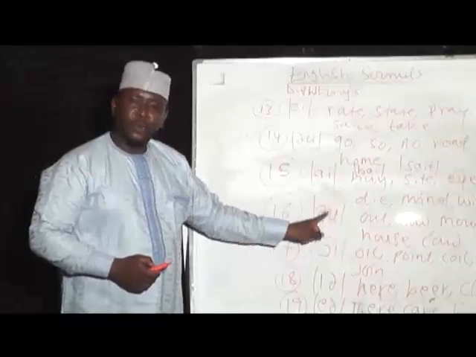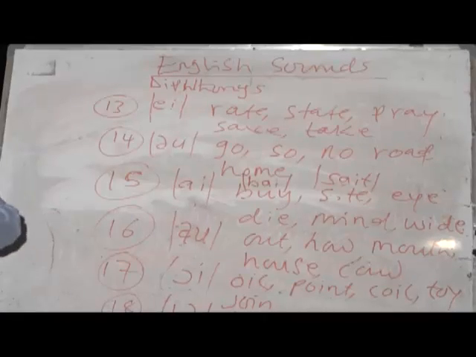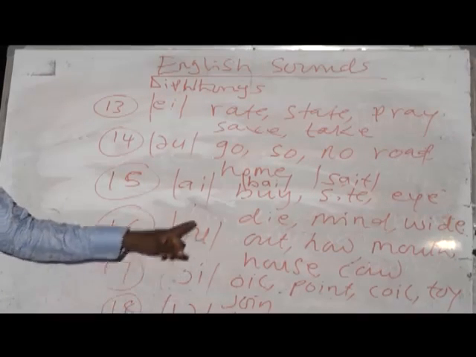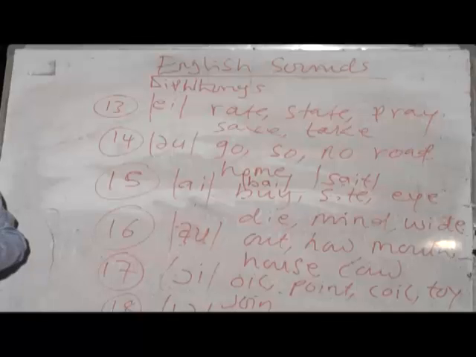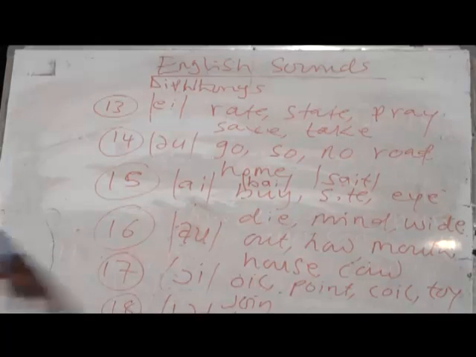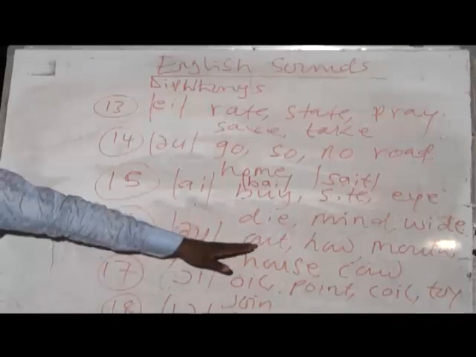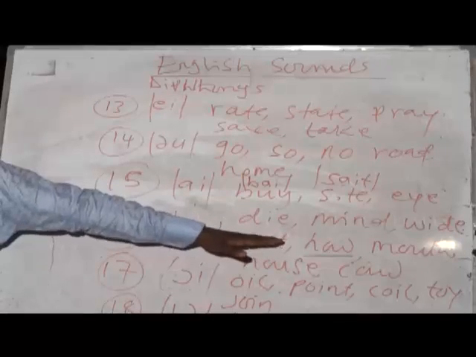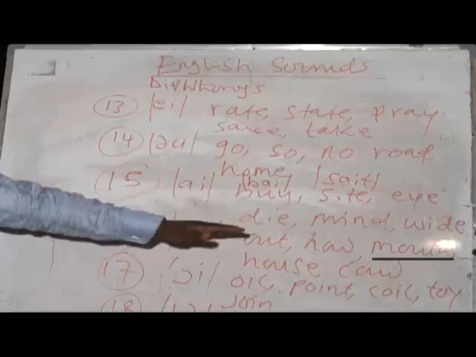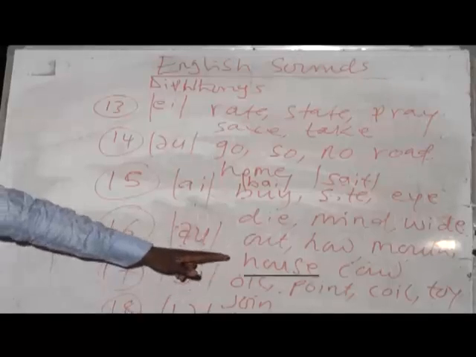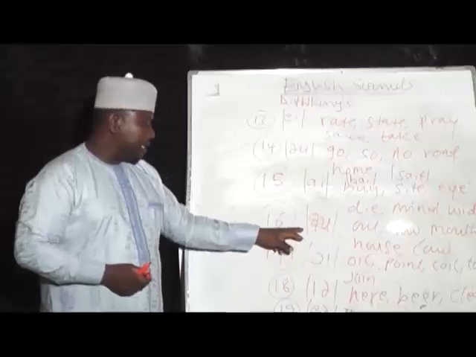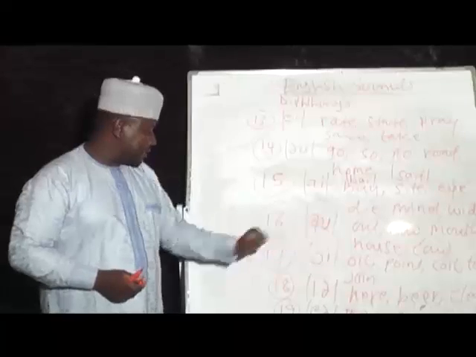So let's quickly go to diphthong number 16. A and U that are pronounced together. So you have ow. A, U. Out, out, how, mouth, mouth, house, house, cow. They all take this diphthong number 16.